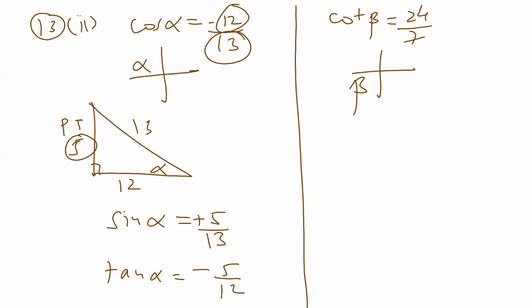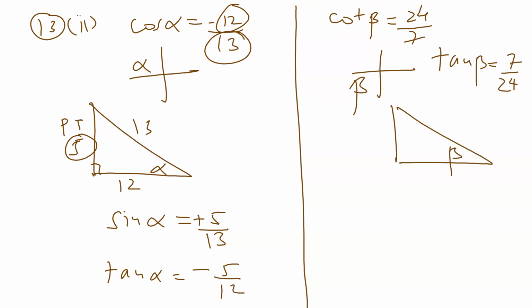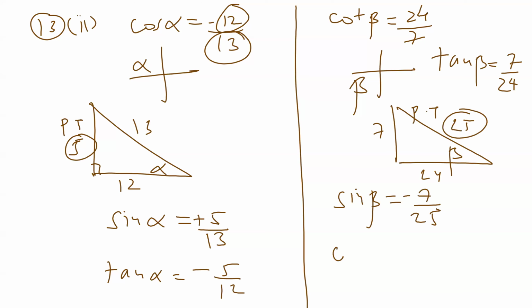Now cot beta is 24 by 7, so tan beta is 7 by 24. Cot and tan are reciprocals of each other. Tan will be positive because it's the third quadrant. So this is beta. 7 is opposite and 24 is adjacent. So by Pythagoras theorem, the hypotenuse will be 25. So sin beta is equal to opposite upon hypotenuse, that is 7 by 25, and this will be negative. Cos beta is also negative, sin and cos will be negative because it is the third quadrant. Cos beta is 24 upon 25, adjacent upon hypotenuse.